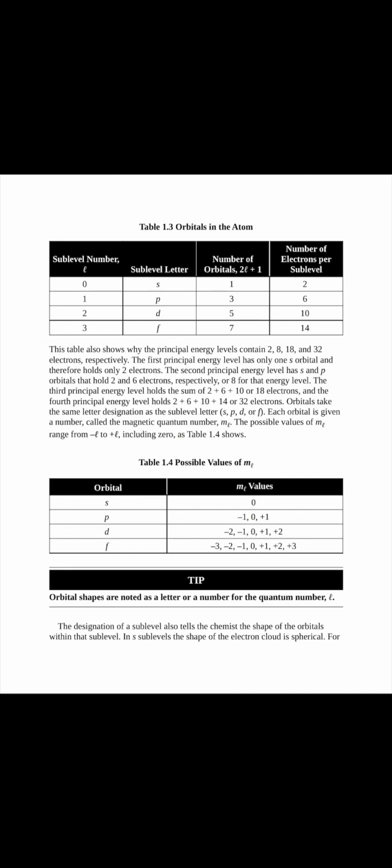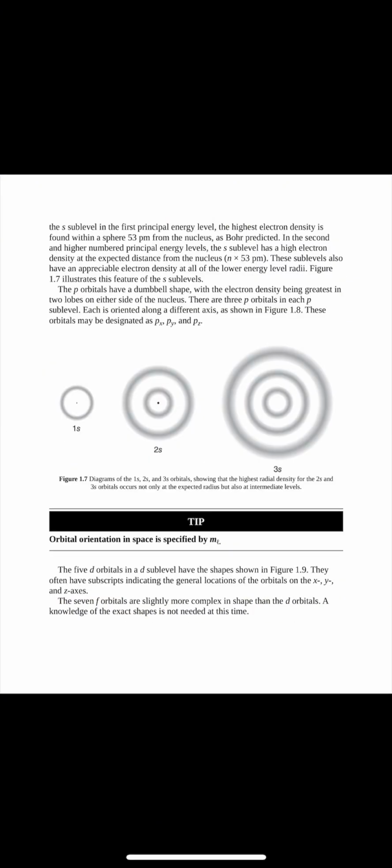Tip: orbital shapes are noted as a letter or a number for the quantum number L. The designation of a sublevel also tells the chemist the shape of the orbitals within that sublevel. In s sublevels, the shape of the electron cloud is spherical. The s sublevel in the first principal energy level has the highest electron density within a sphere 53 picometers from the nucleus, as Bohr predicted.